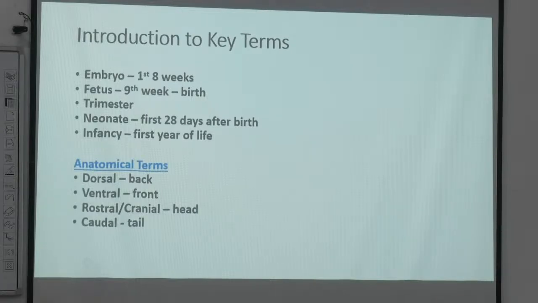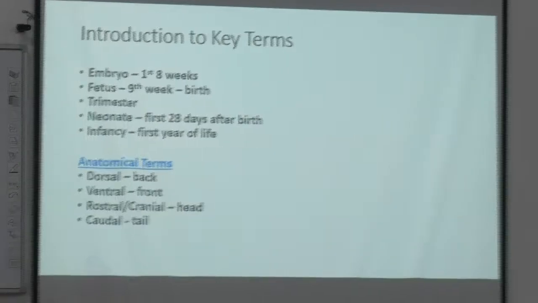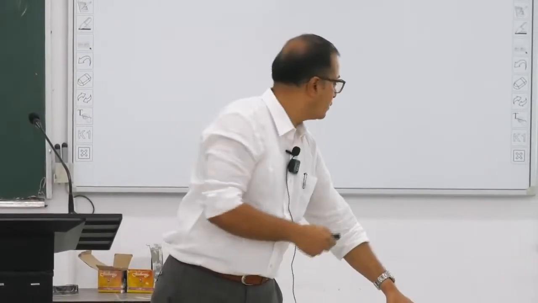When describing the embryo, we use these words frequently: dorsal, which is the back; ventral, the front side; rostral or cranial, the head side; and caudal, the tail side. Whenever you are addressing the in utero position of the fetus, we use these words, and you should understand exactly what we mean.